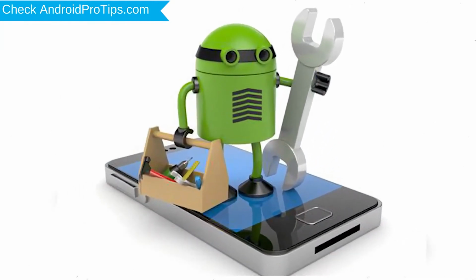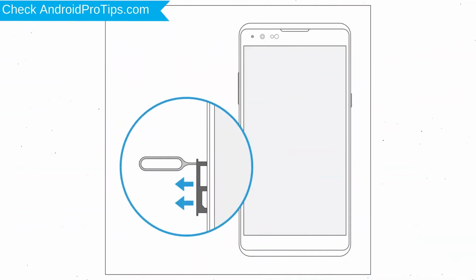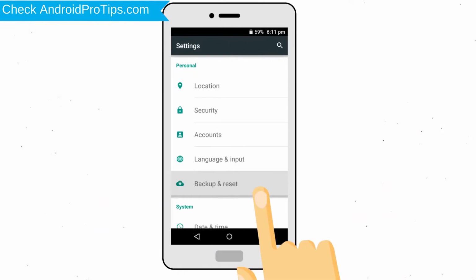Before reset your mobile, battery must be above 50%. Remove SD cards and SIMs. Back up your Android mobile data if possible.